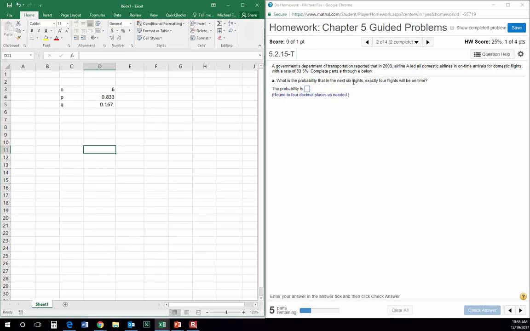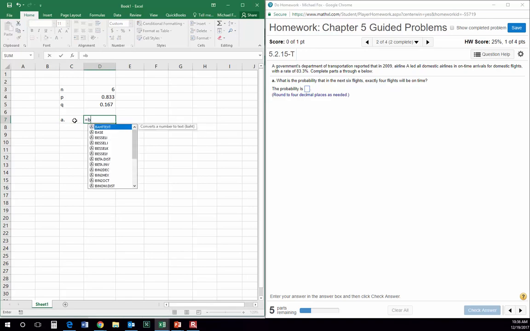So the probability that in the next 6 flights, 4 flights will be on time. I'm just going to call this one A. We're going to use a function in Excel called binom.dist, which returns the probability of a binomial distribution. The information we need to give it is the number of successes. So for this problem, 4 successes out of 6 total trials. Our probability of success is 0.833.